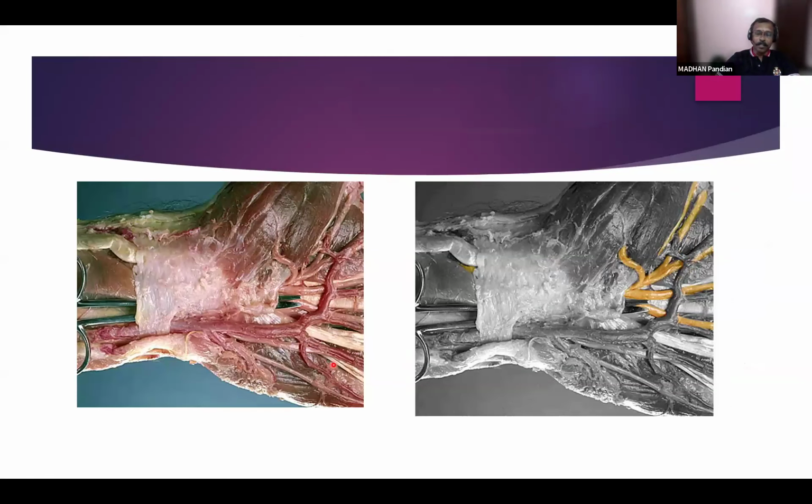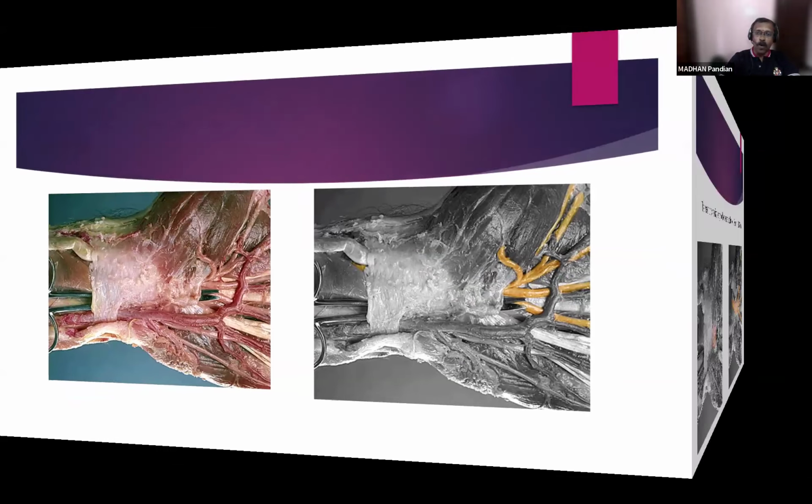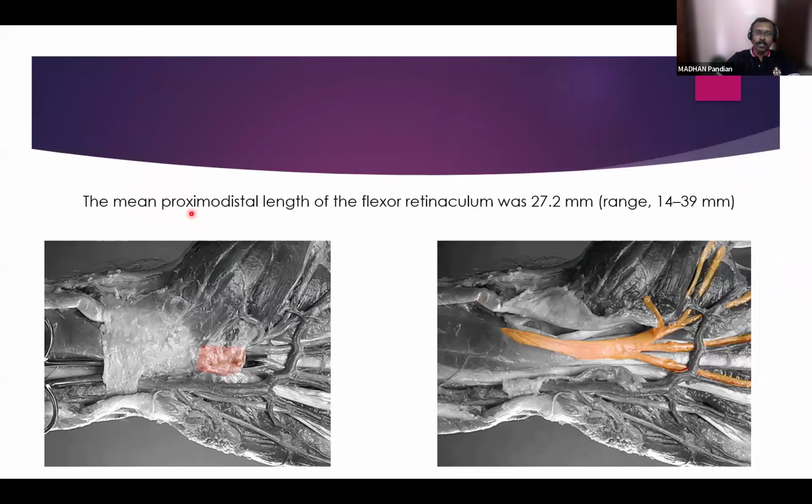So, the dissection anatomy. Most of the times we end up putting a needle through the retinaculum, which is this wide. How wide is this? And you could see the structure which is going in. That's the yellow one, the median nerve. And the retinaculum is so wide that the proximal distal length of the retinaculum is, on average, around 3 centimeters.